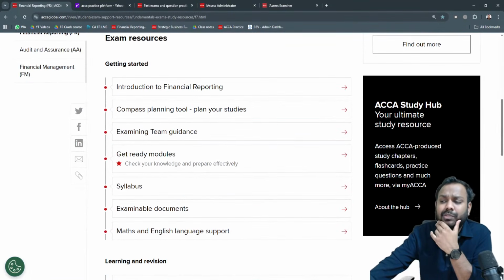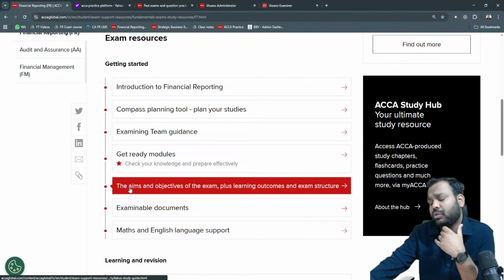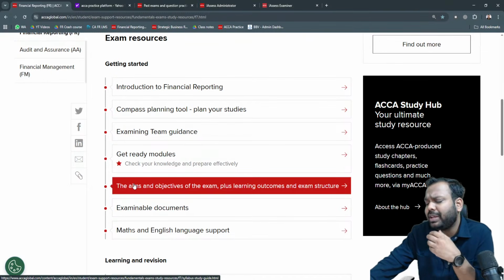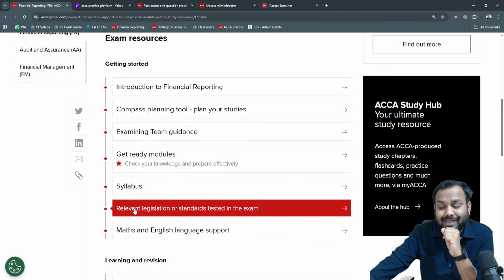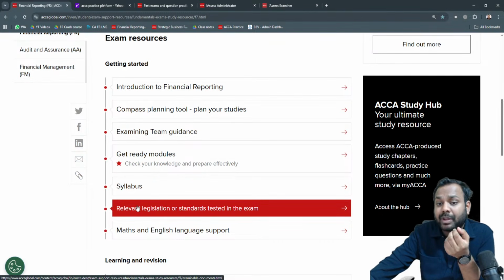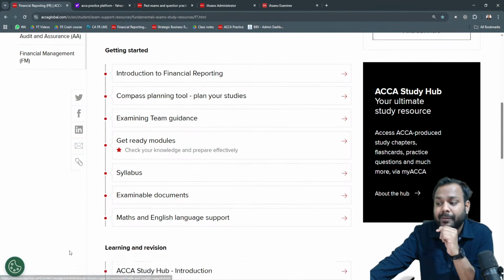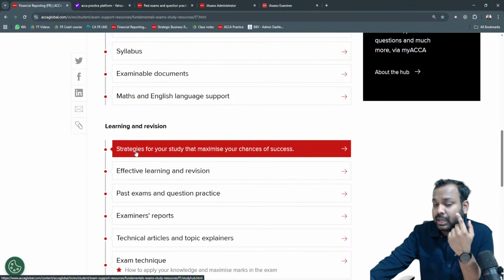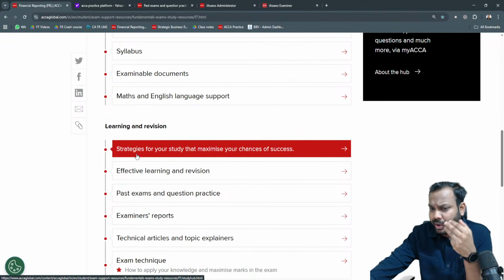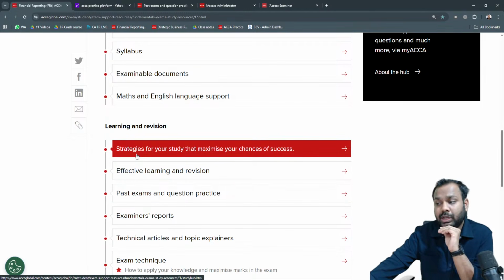Now what does this page have? Important things. The syllabus of ACCA FR, though for my enrolled students, I'll guide you in each and everything, so need not worry. But I'm telling you the key aspects of this page: the syllabus, the examinable documents, the topics which will be examined in your ACCA FR. Now, the study hub has the concepts, the quiz, the practice, everything that is there in the book provided to you. But if you are a self-study student, you must refer to the ACCA study hub.